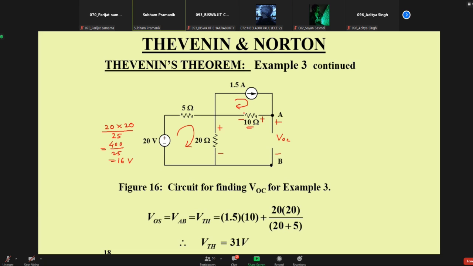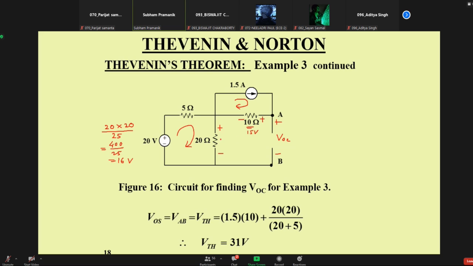What is the voltage across 10 ohm? 15. Because this path is broken, this is open circuited, so there should not be any current. Only current present in that 10 ohm resistor is that current source lying at the perimeter. So only that current will flow. So it is 15. Voltage across 10 ohm is 15.